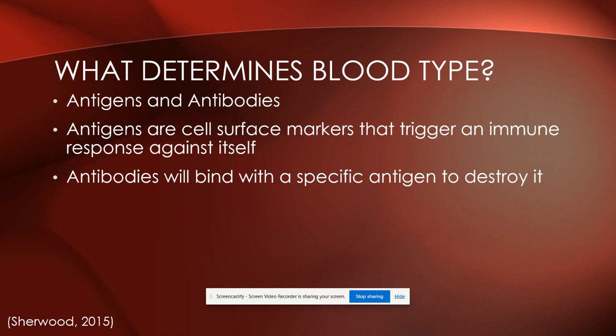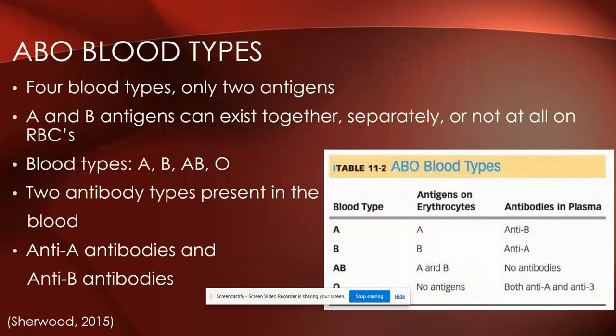And so, antigens are the molecules that are going to exist on the surface of a cell. They're almost like a cell marker that are going to trigger a specific immune response against itself. And then an antibody is going to bind to a specific antigen in order to destroy that antigen. So it's kind of like cops and robbers in your body, okay? There's a special antigen antibody response, however, when it comes to our blood. So let's take a look at that.